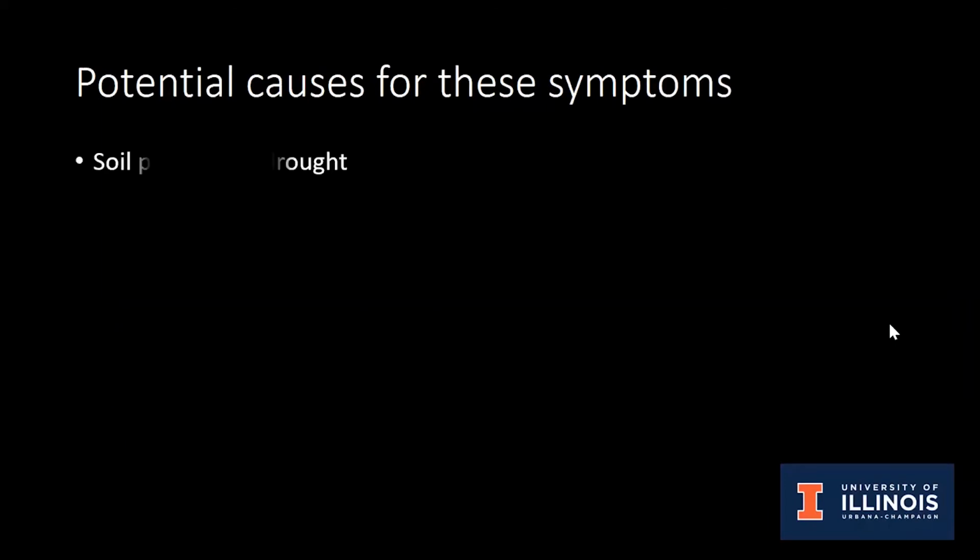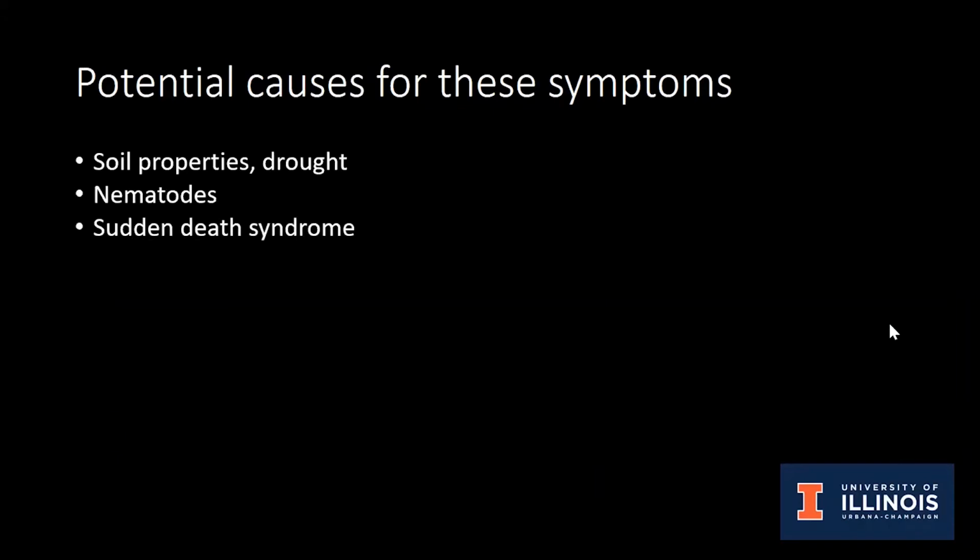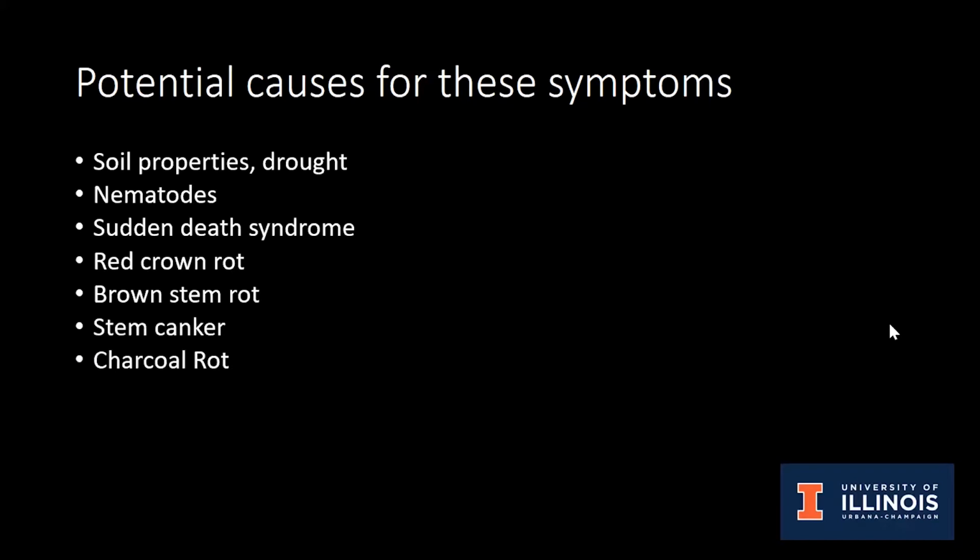So what could some of these problems be? It could be soil properties. Maybe it's compacted areas or sandy areas, and those plants are stressed out and you're getting some drought. You could have nematodes. You could have several different diseases here, as we're going to talk about in a second. Also things such as fungicide toxicity and natural senescence oftentimes can result in some of those patches.